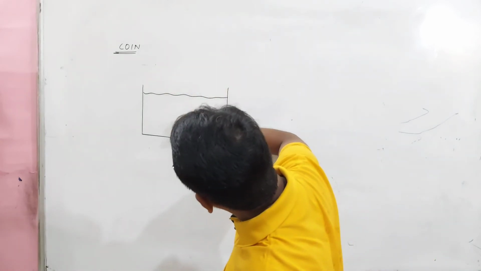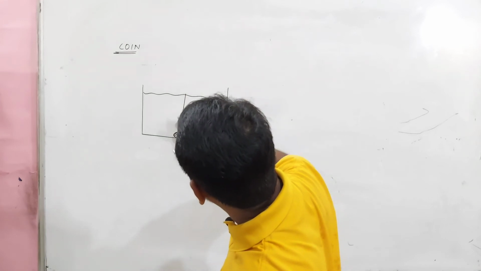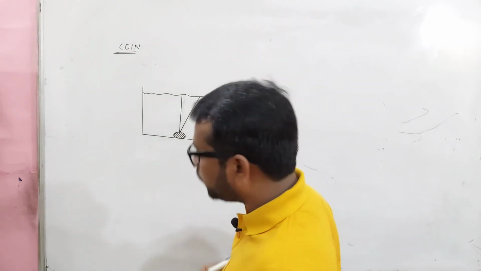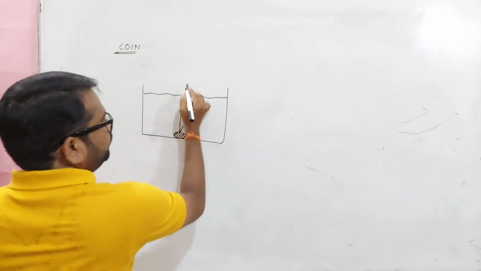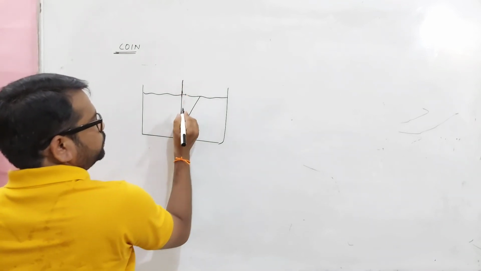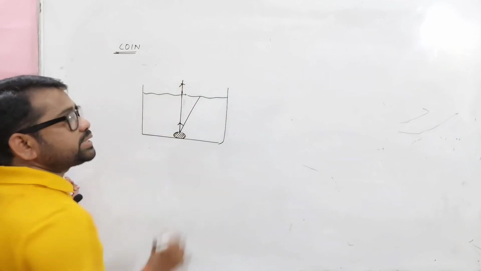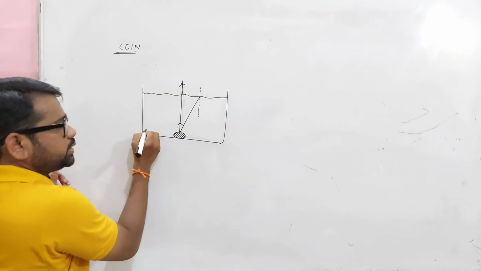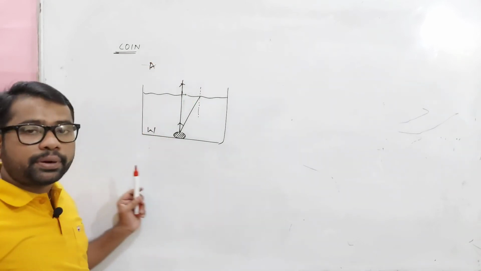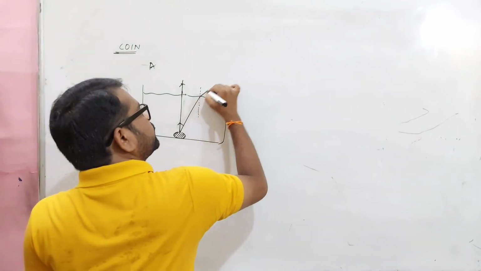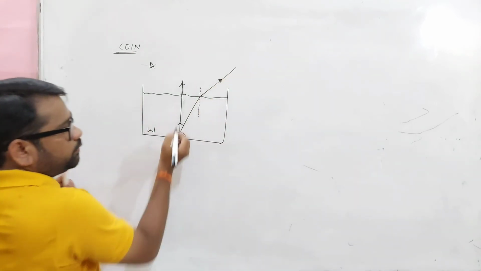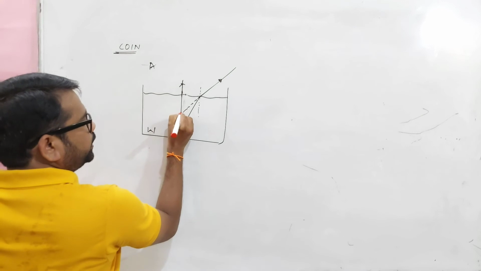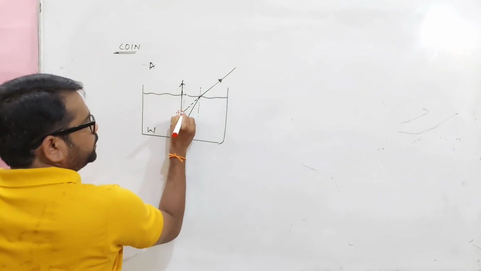From this, dear children, let us take two light rays moving upward. The first should be incident normally, and here is one more light ray. As the first light ray is incident normally, it will go undeviated. But the second light ray is not a normal incidence, and moreover it is moving from water to air. What will happen? It will move away from the normal. But dear children, when you extend this light ray back, this is the point where the image of the coin appears.